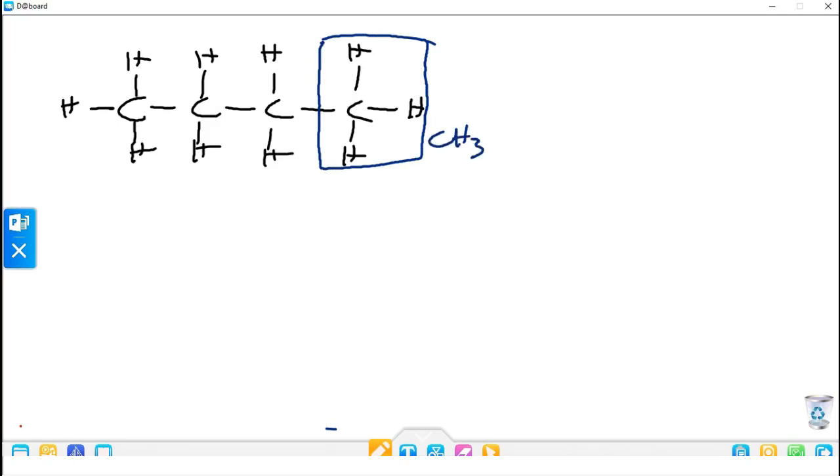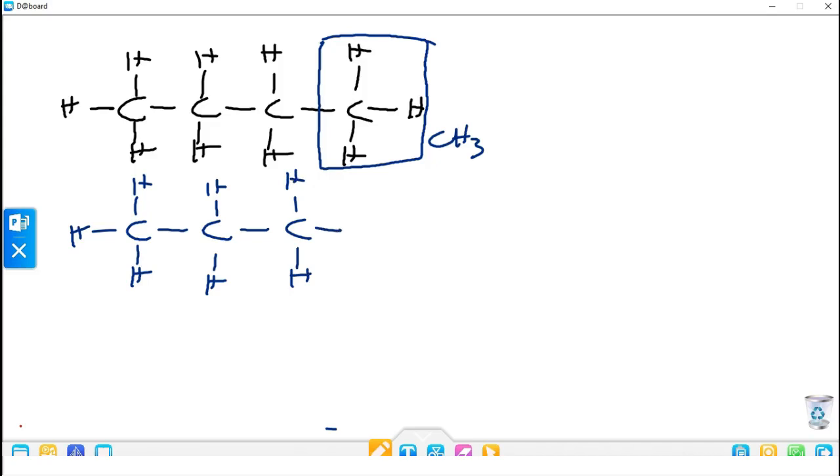To cut off that CH3, our compound will now become 3 carbon atoms, with hydrogens here, here, hydrogen, hydrogen. This is what we have left. So this is our CH3. We have cut it off and it is here. Let us place it on one side of the screen.